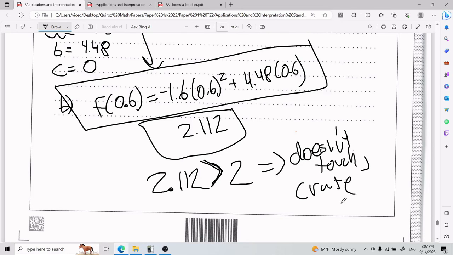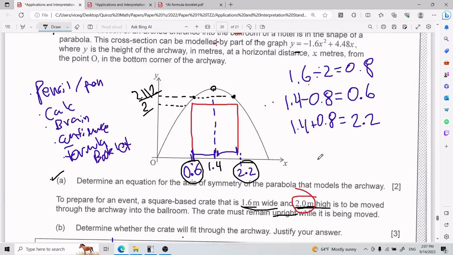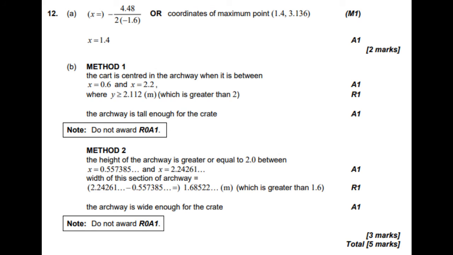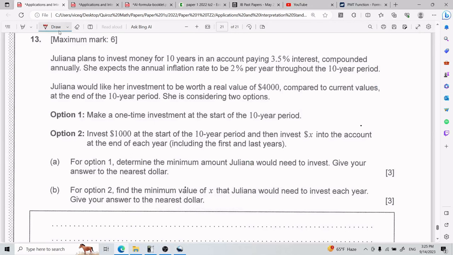Crate fits. All right? That is how I would justify it, and that is number 12. All right, and now we have the last one, the weirdest one, I think, number 13.